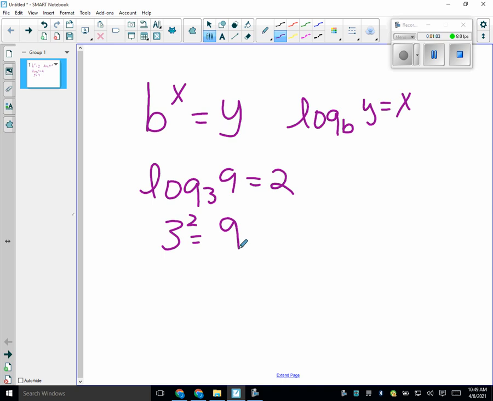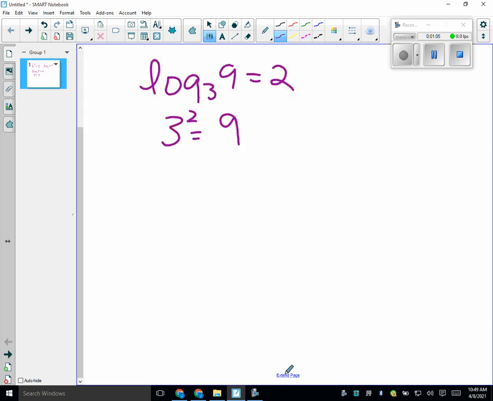Log base 6 of 1 equals 0. That's logarithmic. I need exponential. What is it? 6 to the 0 equals 1. Is that true?